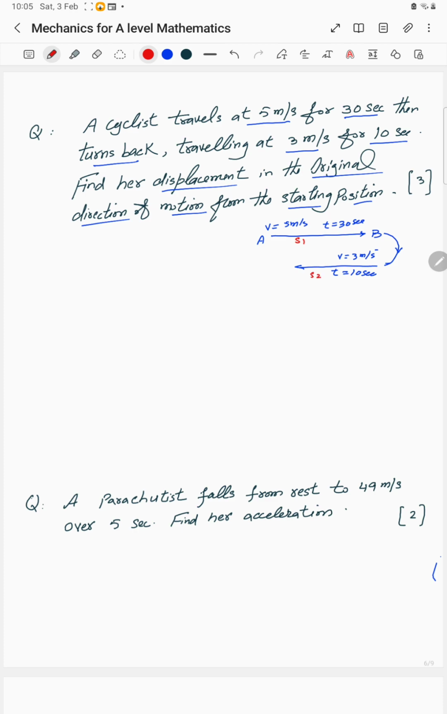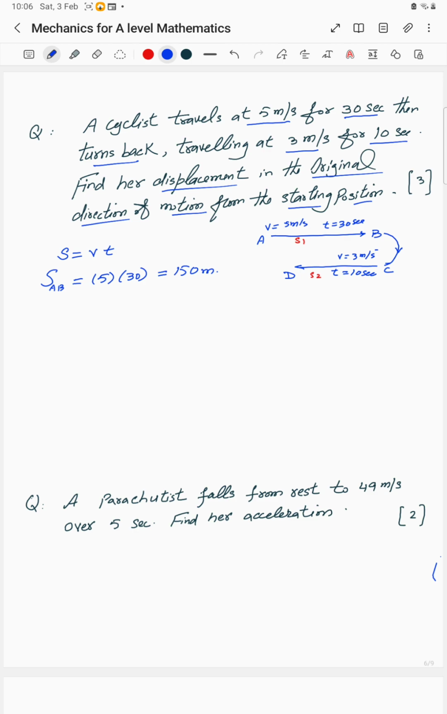We have to solve this by using the basic equation of motion. So let's start solving this. We know that s is equal to vt. The first case is from A to B, then here we can say C to D, I can put the points C and D. From A to B, speed is 5 and time taken was 30, so it covers 150 meters while traveling from point A to point B.